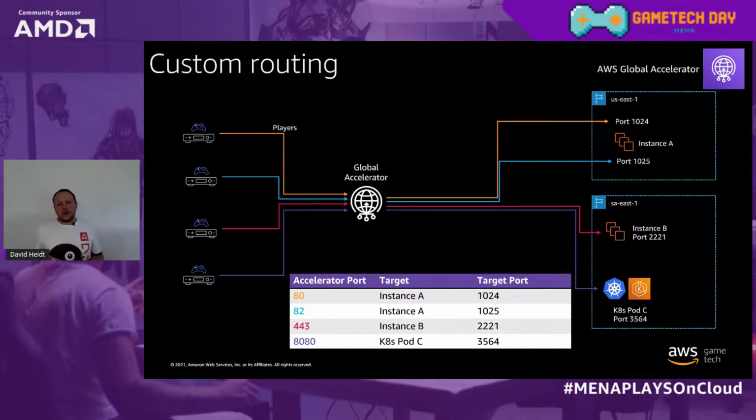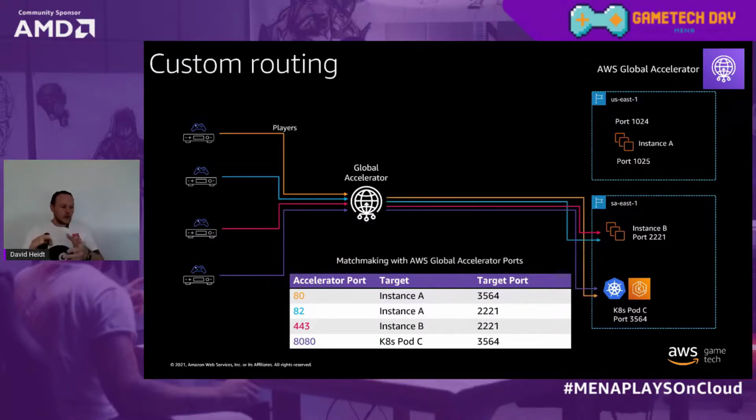Also, custom routing is very flexible. So you can, for example, reroute the traffic dynamically with Global Accelerator custom routing. It gives you the opportunity to, for example, have your matchmaker attached to this and bring players from different geos together.